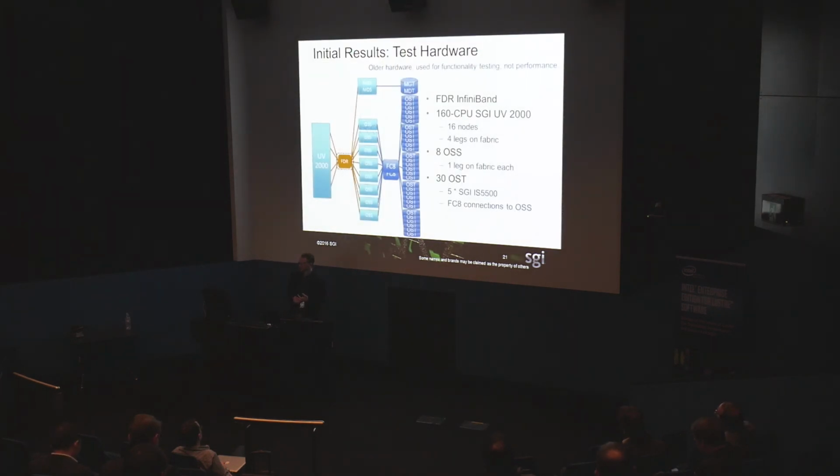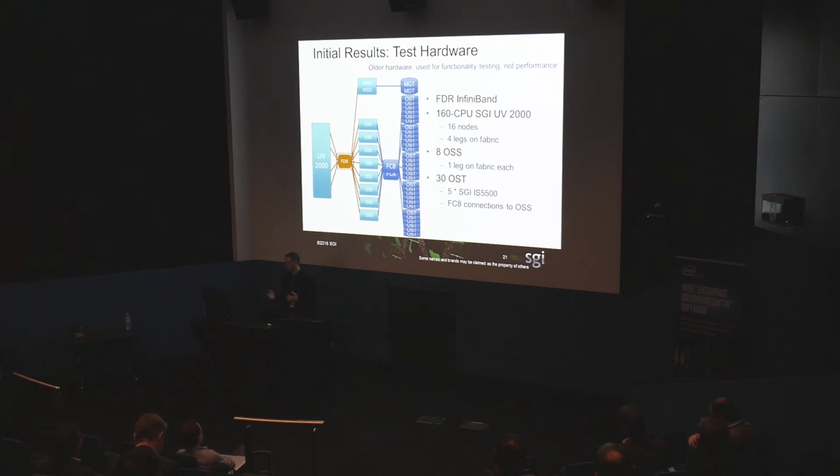What I will note here is this test was done on older hardware, and when I say older hardware, these IS 5500s are around 5 years old, so they're quite old disk arrays, and the UV2000 is our previous generation large node. This was purely for functionality testing rather than performance testing, but obviously we're trying to get the maximum performance out of that Lustre file system configuration. So we've got 160 sockets, or 16 blades within that configuration, and effectively 4 FDR connections to the FDR fabric.